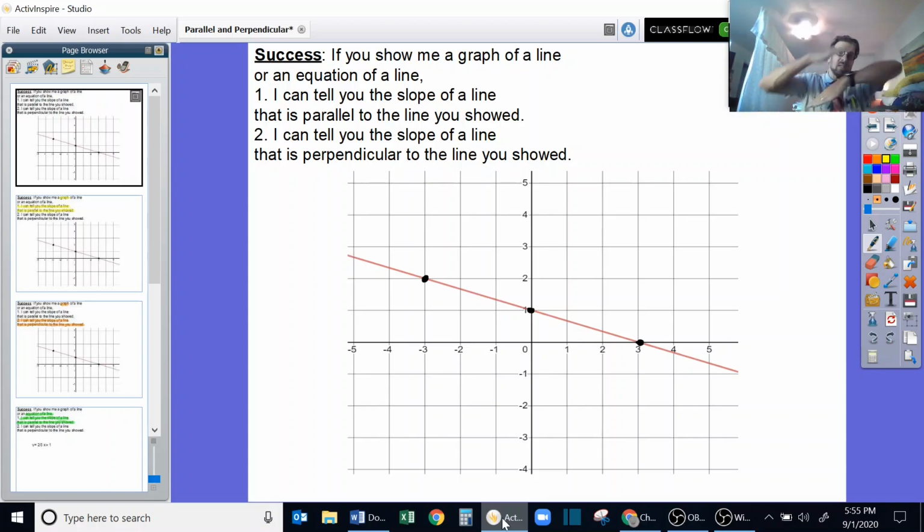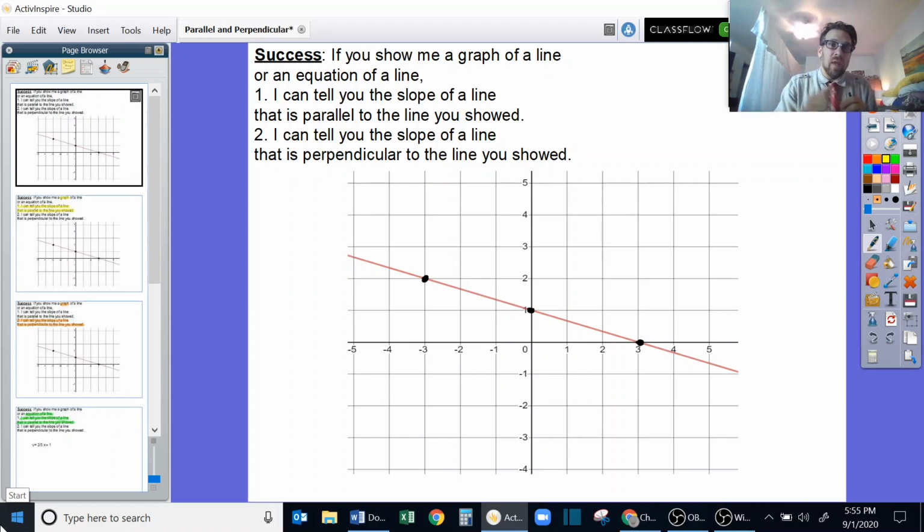cases where we have a system of equations where we say, hey, these are going to have no solutions. And the main thing that we noticed that told us that a system was going to have no solutions was that it had the same slope. So here's what we're going to get into today.